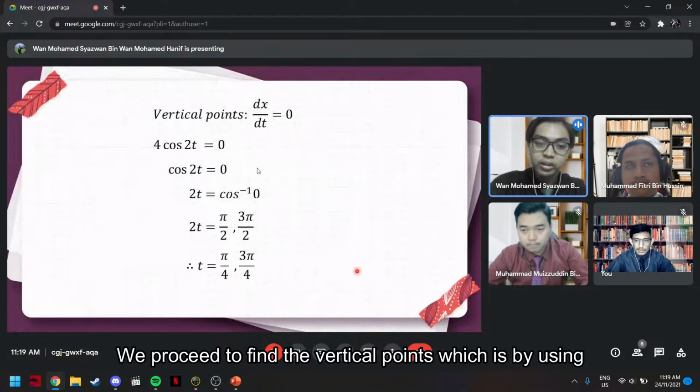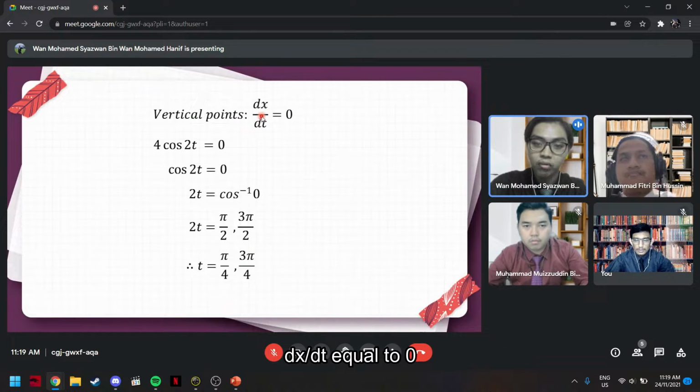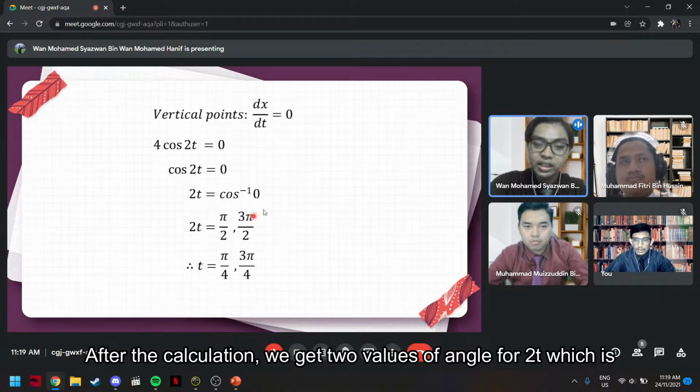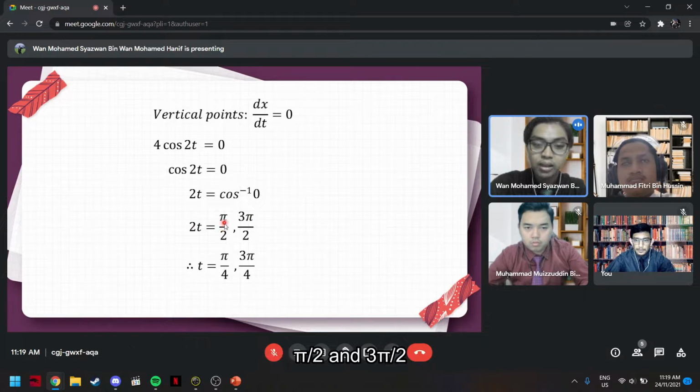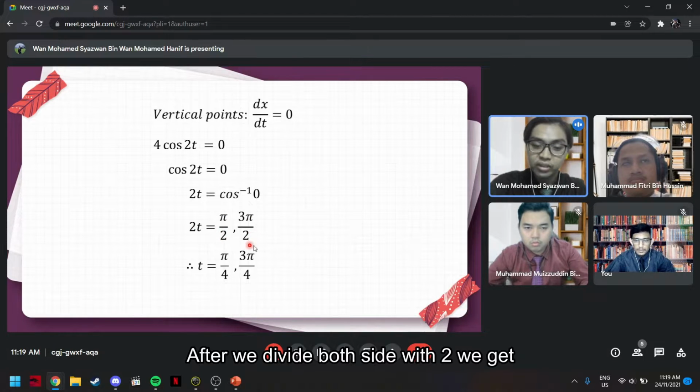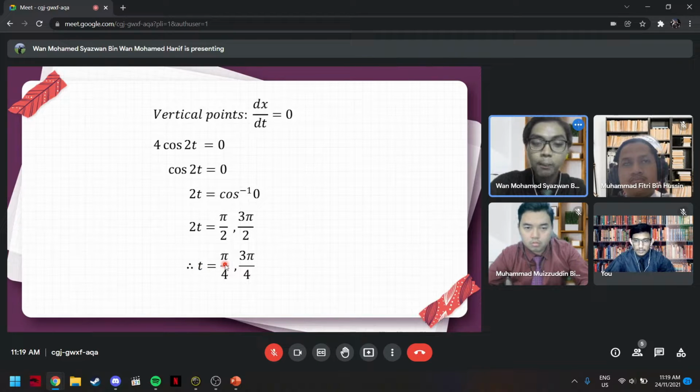And then we proceed to find the vertical points, which is by using dx/dt equal to 0. For cos 2t equal to 0, after the calculation, we get two values of angle for 2t, which are pi over 2 and 3 pi over 2. After we divide both sides by 2, we get t equal to pi over 4 and 3 pi over 4.